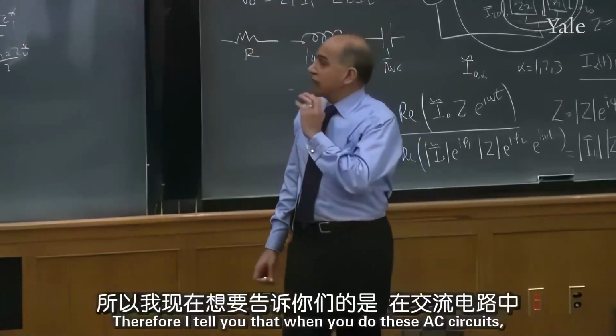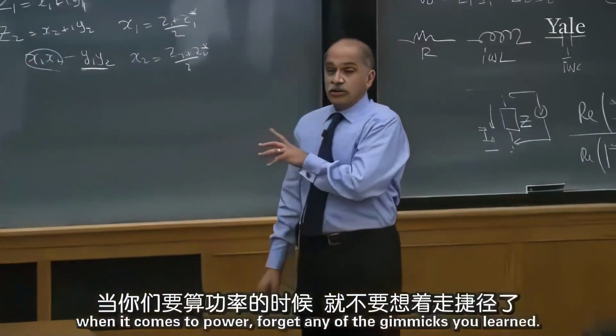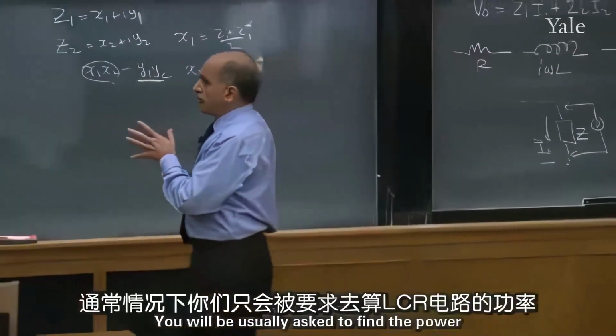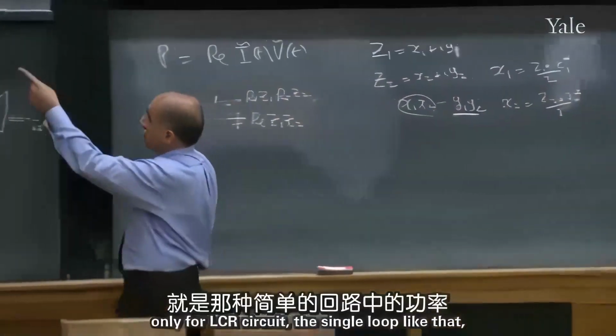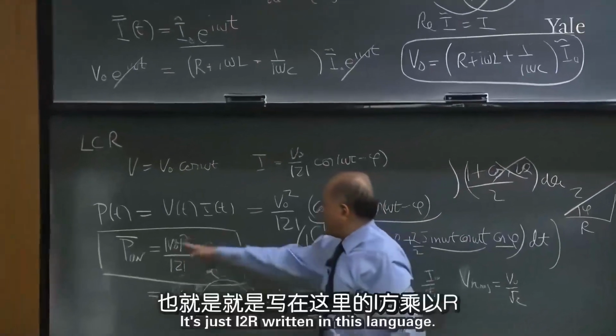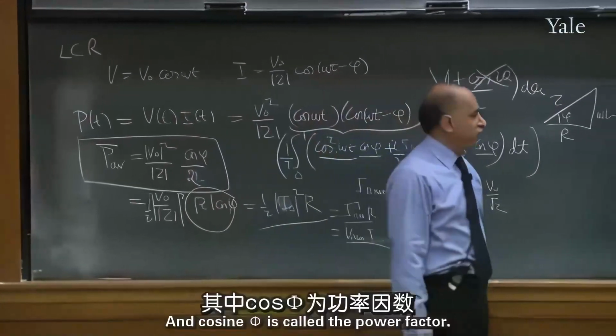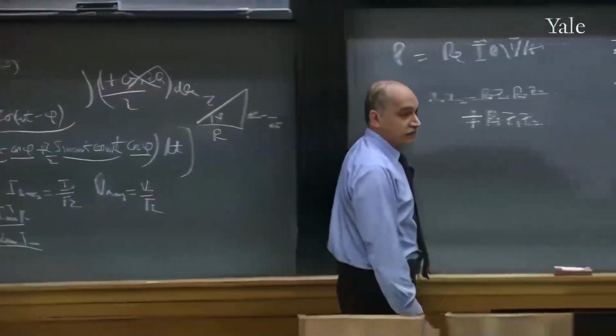Therefore, I tell you that when you do these AC circuits, when it comes to power, forget any of the gimmicks you learned. You'll usually be asked to find the power only for an LCR circuit, the single loop like that. Then just go back to this one. It's just I squared R written in this language. And cosine phi is called the power factor.